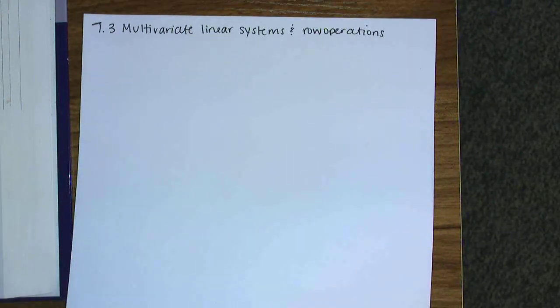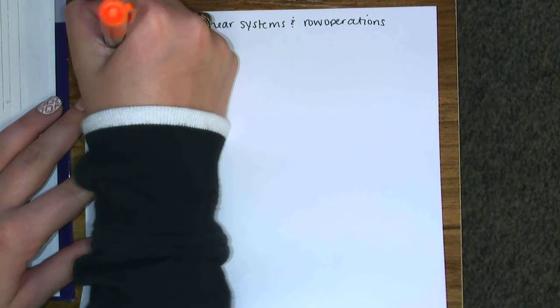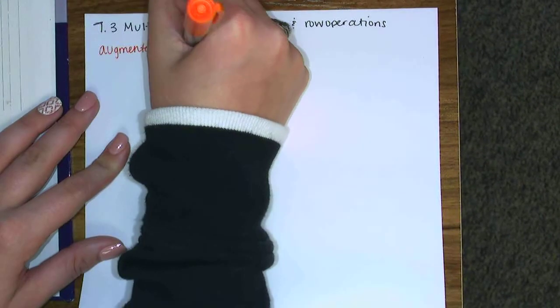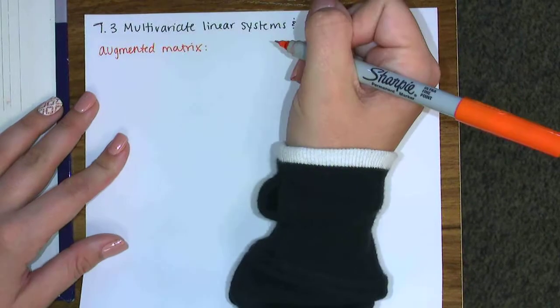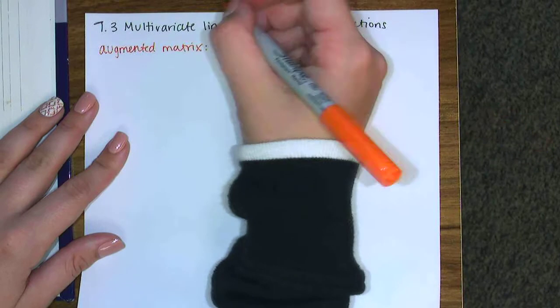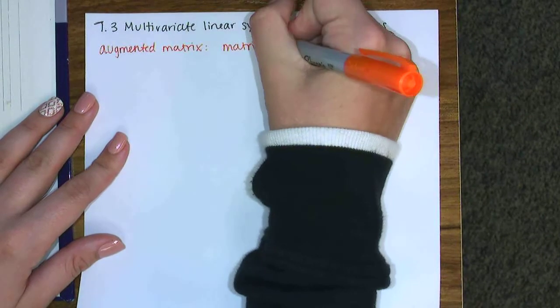So, we have a couple definitions here, or just words that we need to be familiar with, so let me put those up here. Basically, we have an augmented matrix, which essentially is just a matrix that comes from a system of equations, to put it simply.